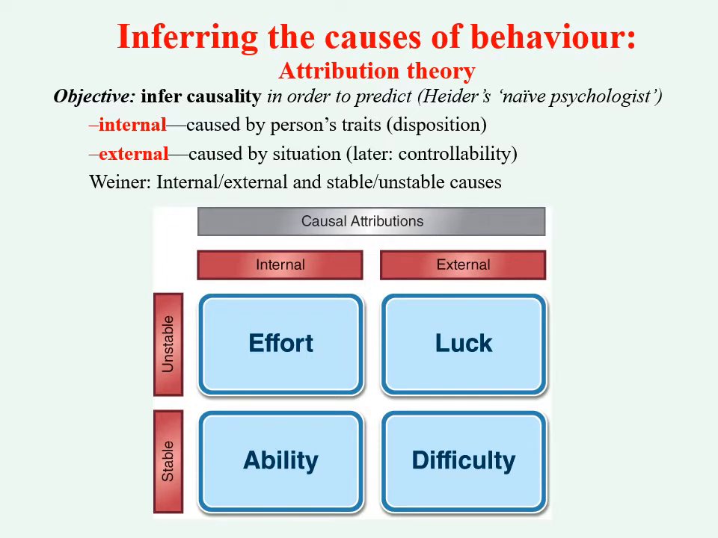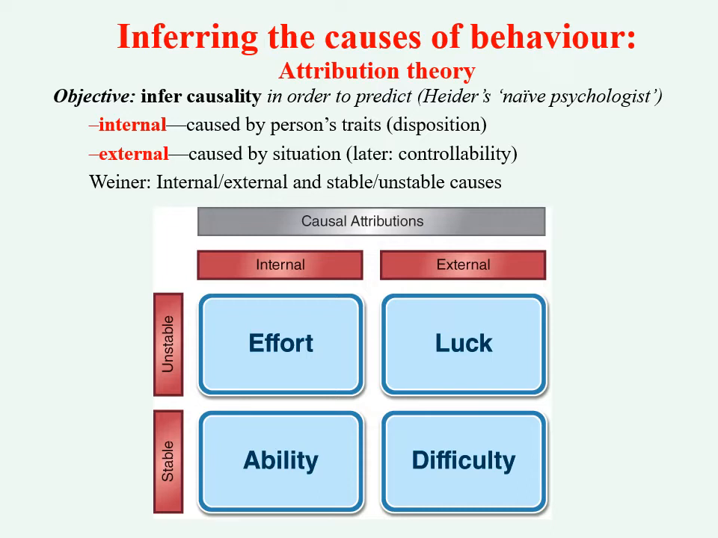Heider argued that there are basically two kinds of causal factors that humans look for. Internal causation, when an action is attributed to the internal causes of the actor, and external causation, when we attribute behavior to an external cause, the situation or some other external force. Later in attribution theory, some people suggested a third dimension, controllability.